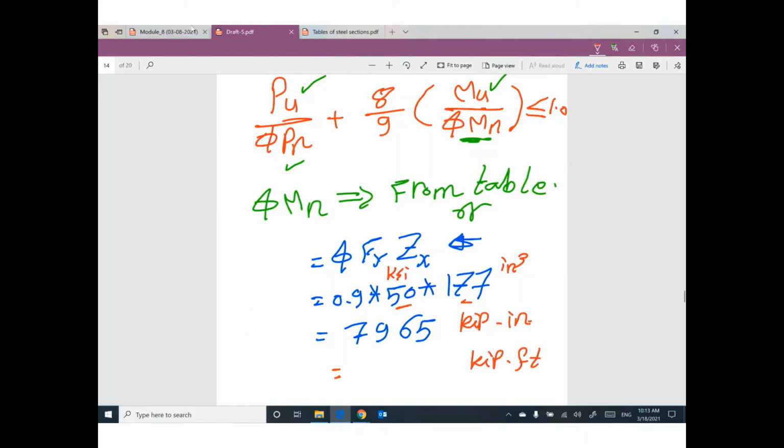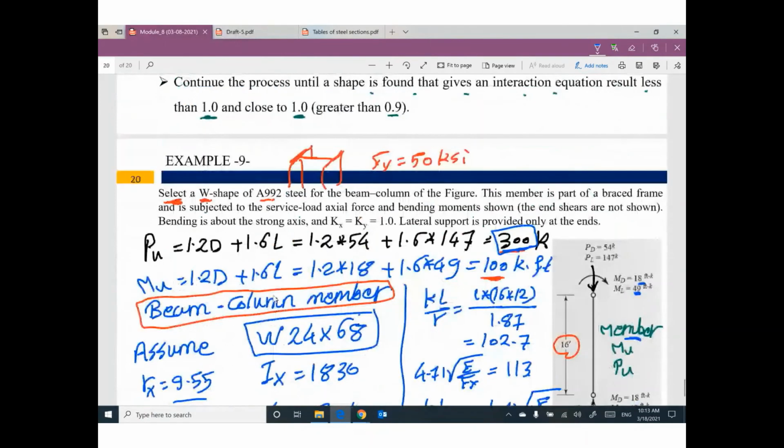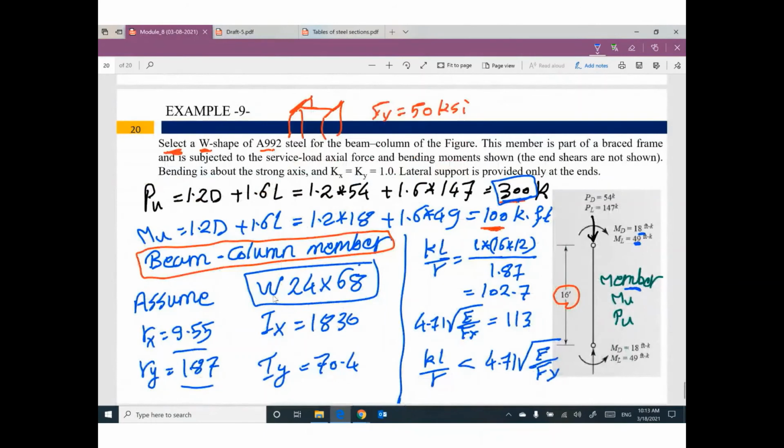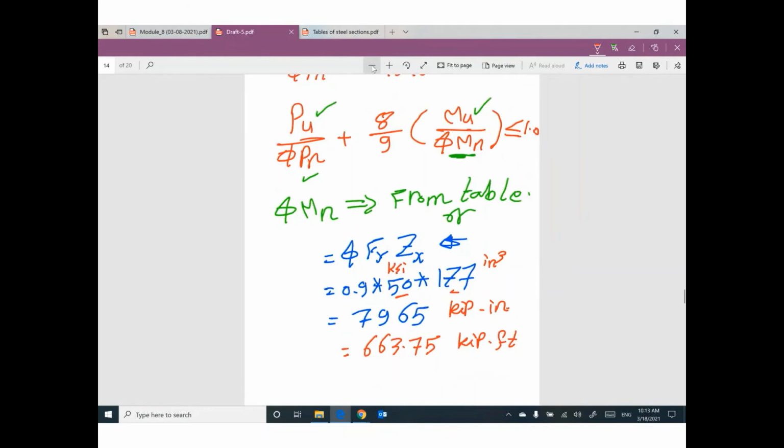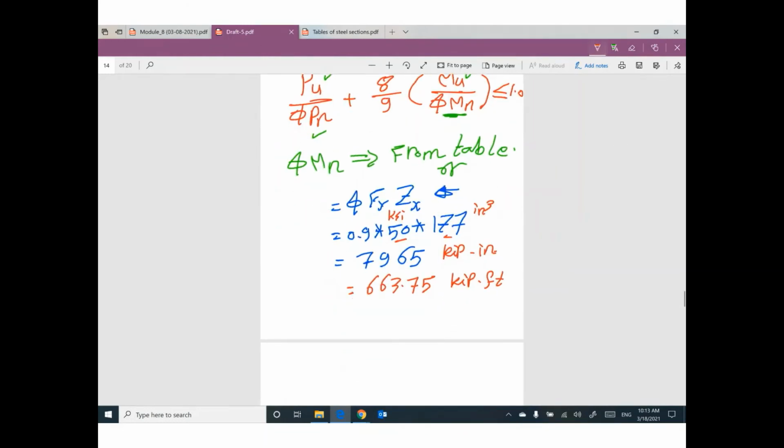Do you know why? Because the given moment, the ultimate moment M ultimate, is 100 kip-foot. For each moment we would like to keep it in kip-foot. So this one is kip-inch, I will divide it by 12. So your final value will be 663.75 kip-foot. Go ahead and set up your interaction equation.